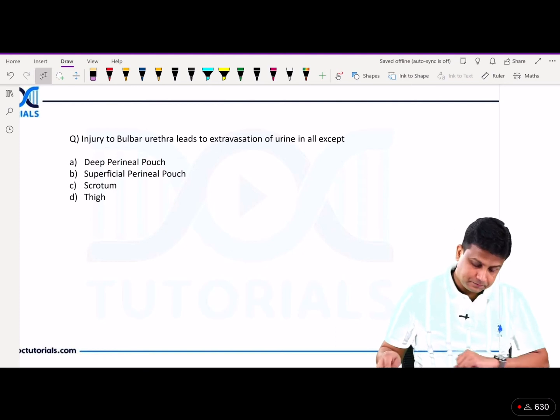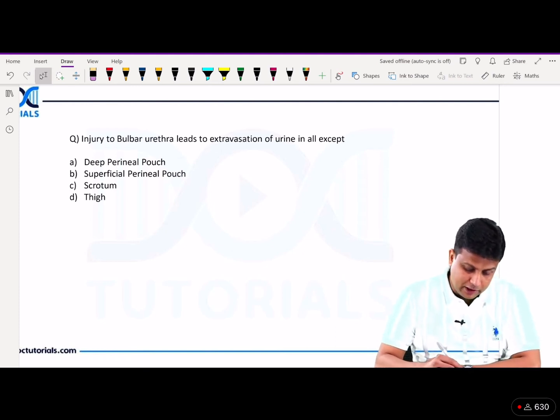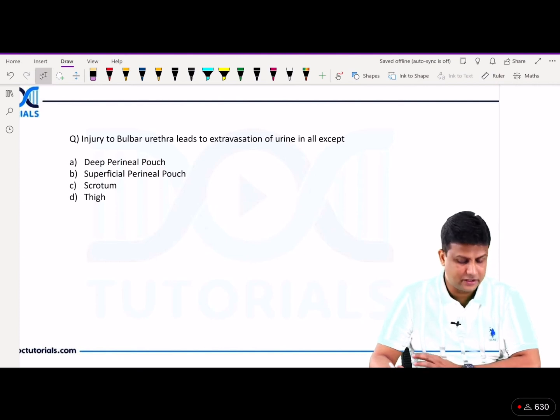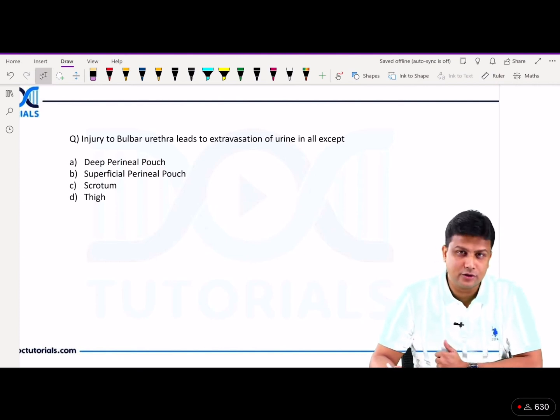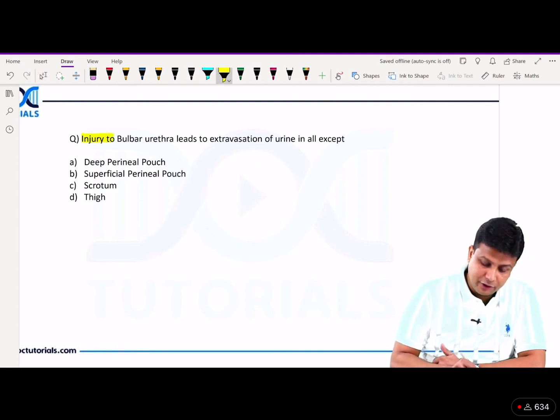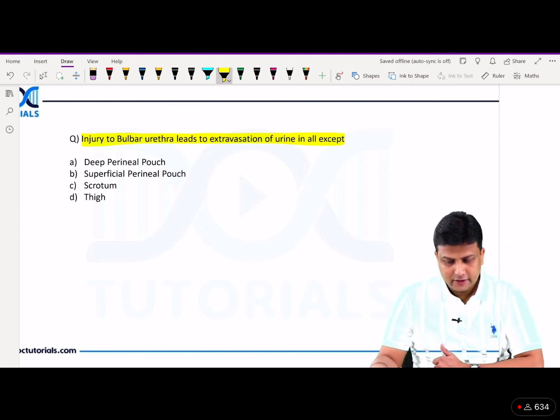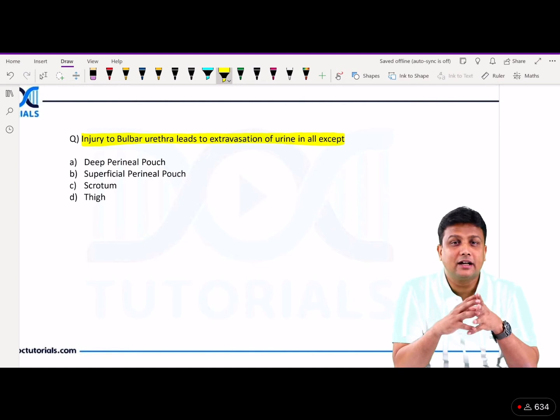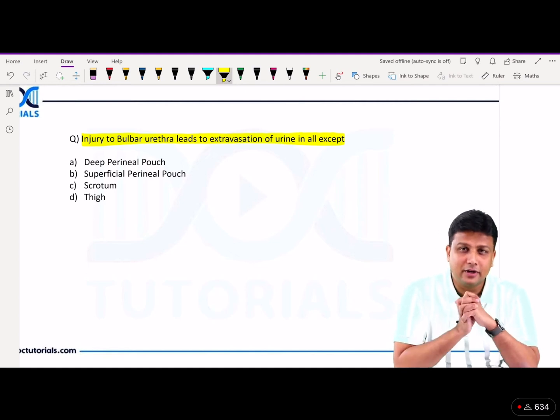Okay? Next one. Now, injury to bulbar urethra leads to extravasation of urine in all except. This can even come like a clinical question also, guys. Even though I have given you a very simple one-liner here, the same thing we can actually make into a clinical question. Tomorrow in the exam they can ask you a clinical question.